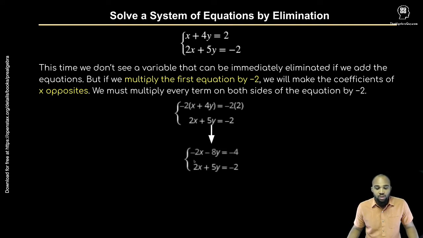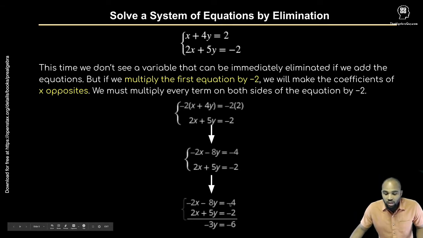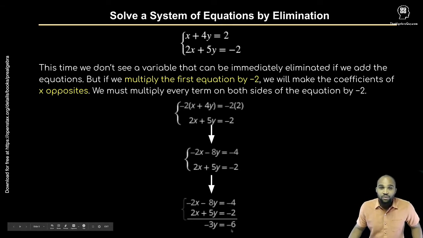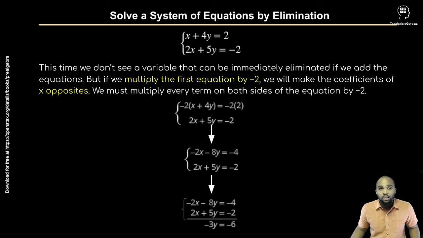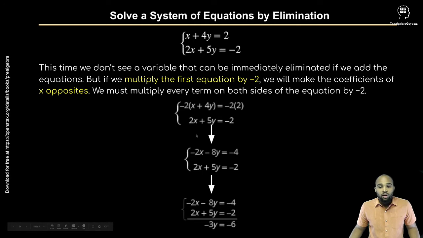Now I have -2x and 2x, and that 2x and -2x goes away. I'm just adding my y's to give me -3y equals -4 plus -2, which gives me -6. If I solve that, I divide by -3 to get y equals 2. And that's how you would do elimination. So if it's already set up where you can add to eliminate something, take it. But if not, you can multiply the equations in such a way as to set it up so that you have opposites that will go to 0.